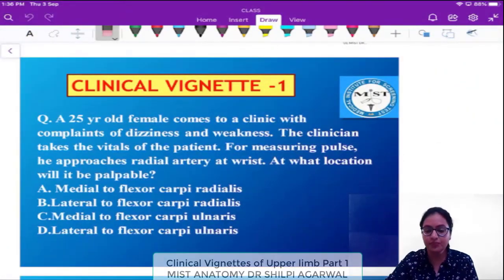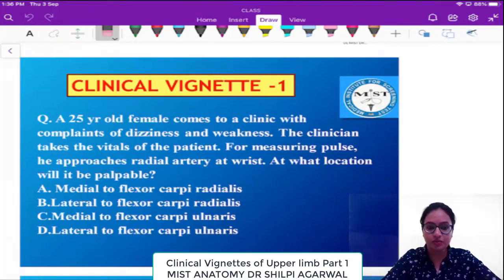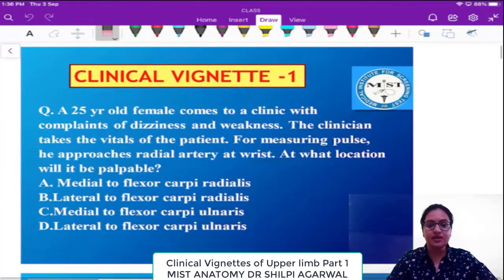Okay, this is clinical vignette number 1. Now if you just see what is written over here, it says that a 25-year-old female comes to a clinic with complaints of dizziness and weakness. Now the clinician takes the vitals of the patient.